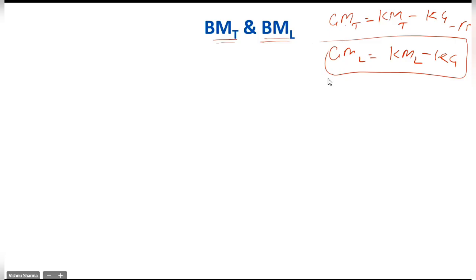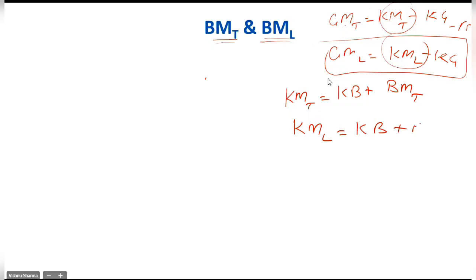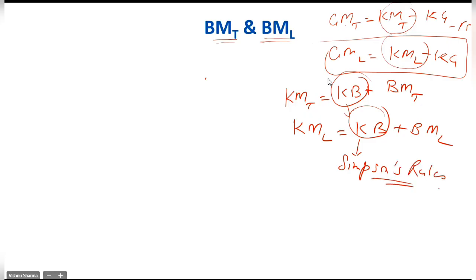Okay. Now, what is this KM? How do we get KM, whether it is KMT or KML? KMT we get by KB plus BMT. And KML we will get by KB plus BML. As far as KB is concerned, you have already done its calculation in Simpson's rules, beta. You learned how to get the KB of ship-shaped cases in Simpson's rule. Now we will learn how we calculate BMT and BML.